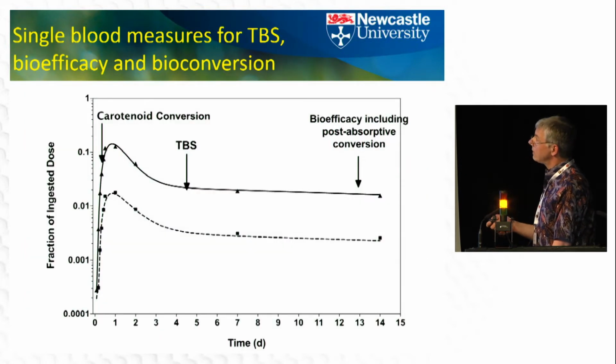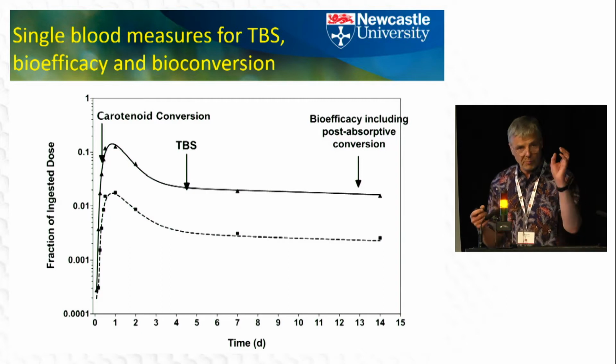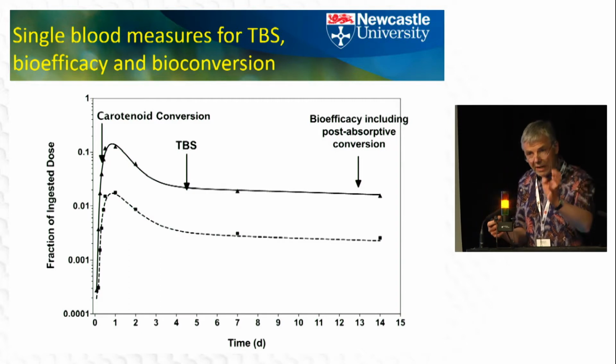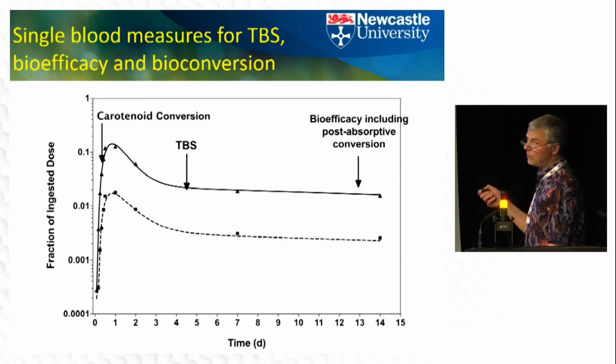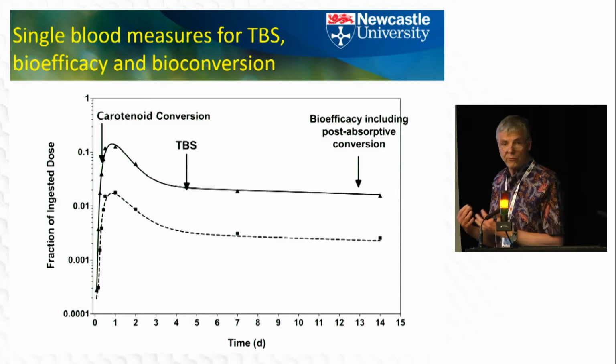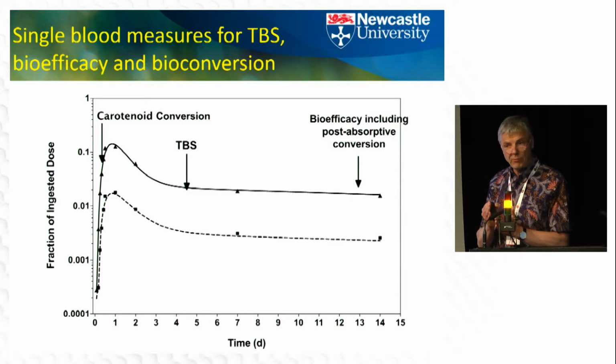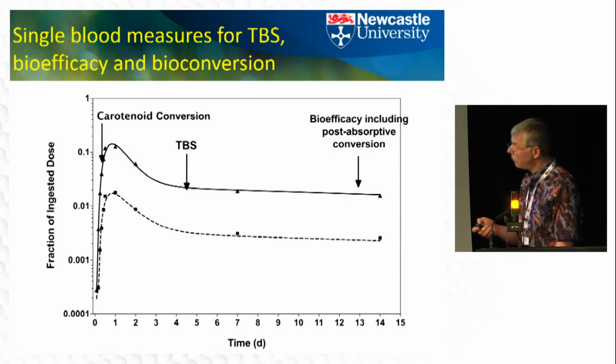To conclude, what we have now shown is that, depending on the different time frames that we have on this curve, we are able to look at carotenoid conversion with one time point. We are able to look at total body stores of vitamin A with one time point. And we are also able to look at bioefficacy, a combination of bioaccessibility, bioavailability, and bioconversion, at a later time point. The reason why you have to go later is because you have post-absorptive conversion that is still happening inside the body that more or less stabilizes at around 14 days.